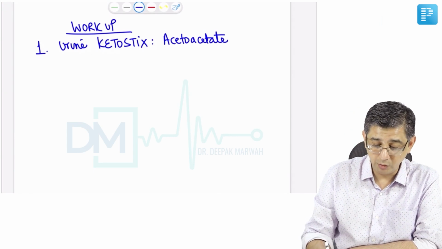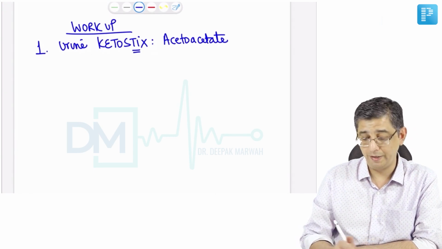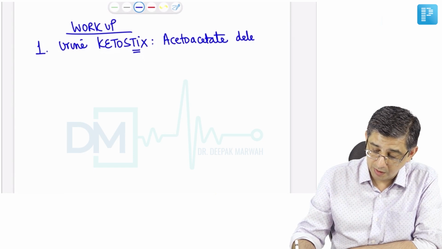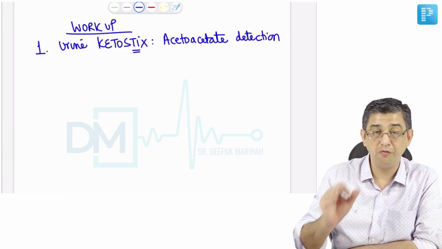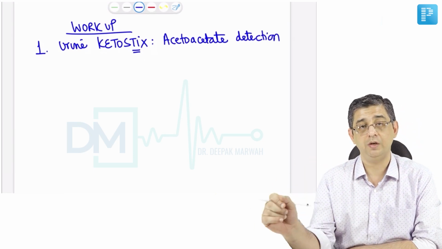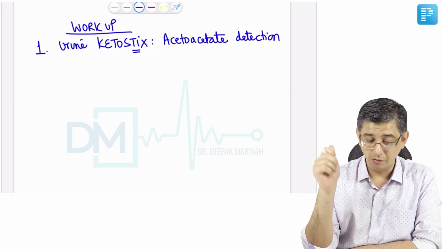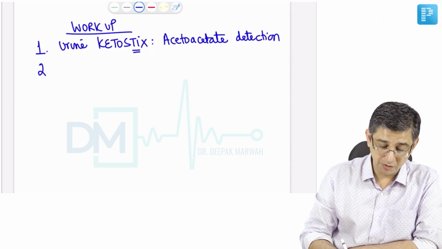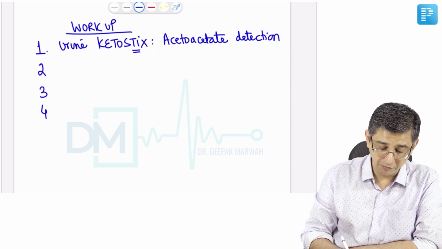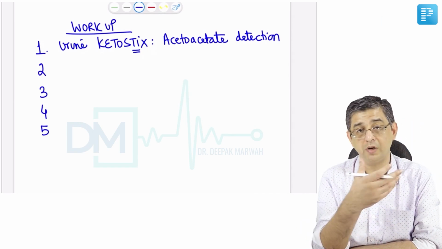Why I said ketosticks is designed to pick up acetoacetate: it detects acetoacetate, and values of acetoacetate can be falsely normal in diabetic ketoacidosis. Why? Because it will break down to produce acetone. Therefore, the ideal way for diagnosis of diabetic ketoacidosis is to go in for plasma beta hydroxybutyrate values.